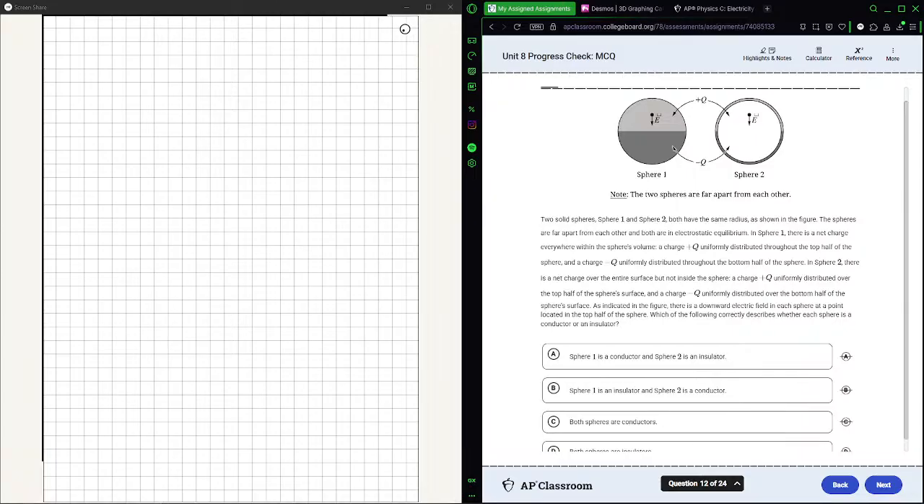So probably no electrons are moving. It's a state in which charges in a conductor are stationary. Yeah, so E is 0 everywhere inside of it. The spheres are far apart from each other. Okay, there's a net charge everywhere within the sphere's volume. A charge plus Q uniformly distributed throughout the top half of the sphere, and negative Q uniformly distributed throughout the bottom half. Bro.